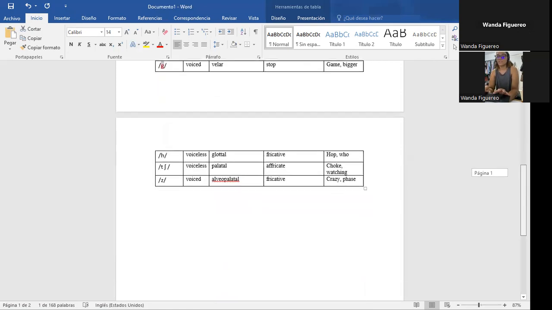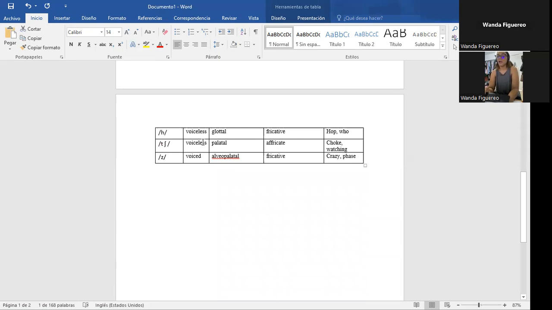If we scroll down, we also have the h sound, which is the only glottal consonant phoneme. It is a voiceless glottal fricative. Remember, it is glottal because there is a restriction of the airflow at the vocal cords, or at the glottis. So it's as in hop or who or hello.